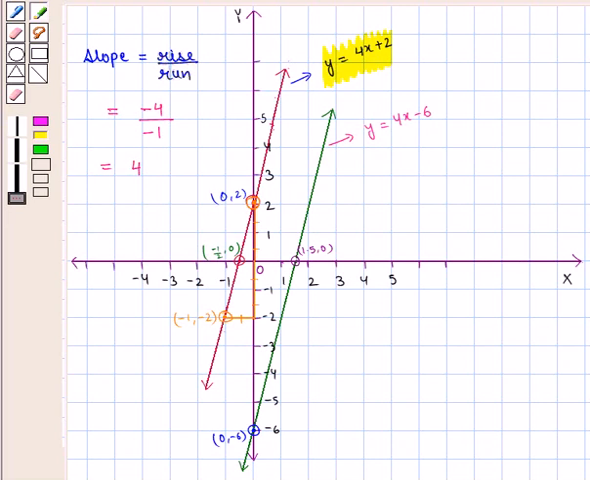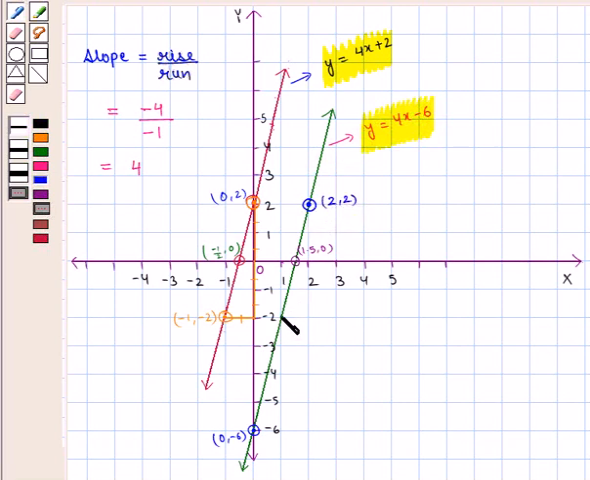And similarly for the line y = 4x − 6, again we take two corner points. One point is this, which has coordinates (2, 2), and the other corner point is given by (1, −2). And now we find rise and run for this line.